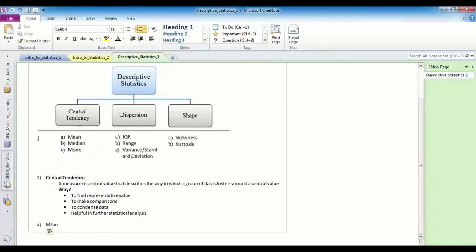Excellent. Now let's talk about the three numerical measures that are available within central tendency. The first one is called the mean, right, guys? I think we don't require any introduction. Guys, what do you mean by mean? How do you calculate the mean?